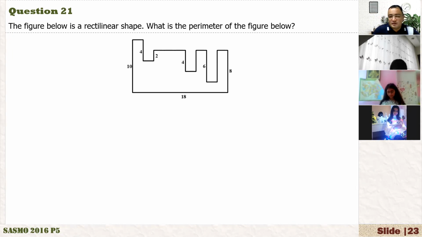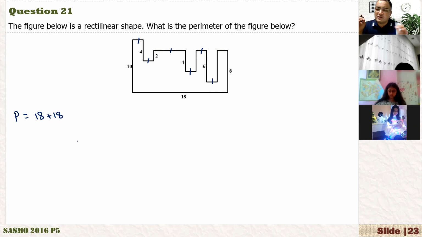Look, we now need to find the perimeter, right? Let's start from here. If you look at the top, we know that the sum of the lengths of the parallel lines is equal to 18. This plus this plus this plus this plus this plus this equals 18. So the perimeter includes the bottom, which is 18, and also the top, which is 18. Now I have calculated all the horizontal lines.